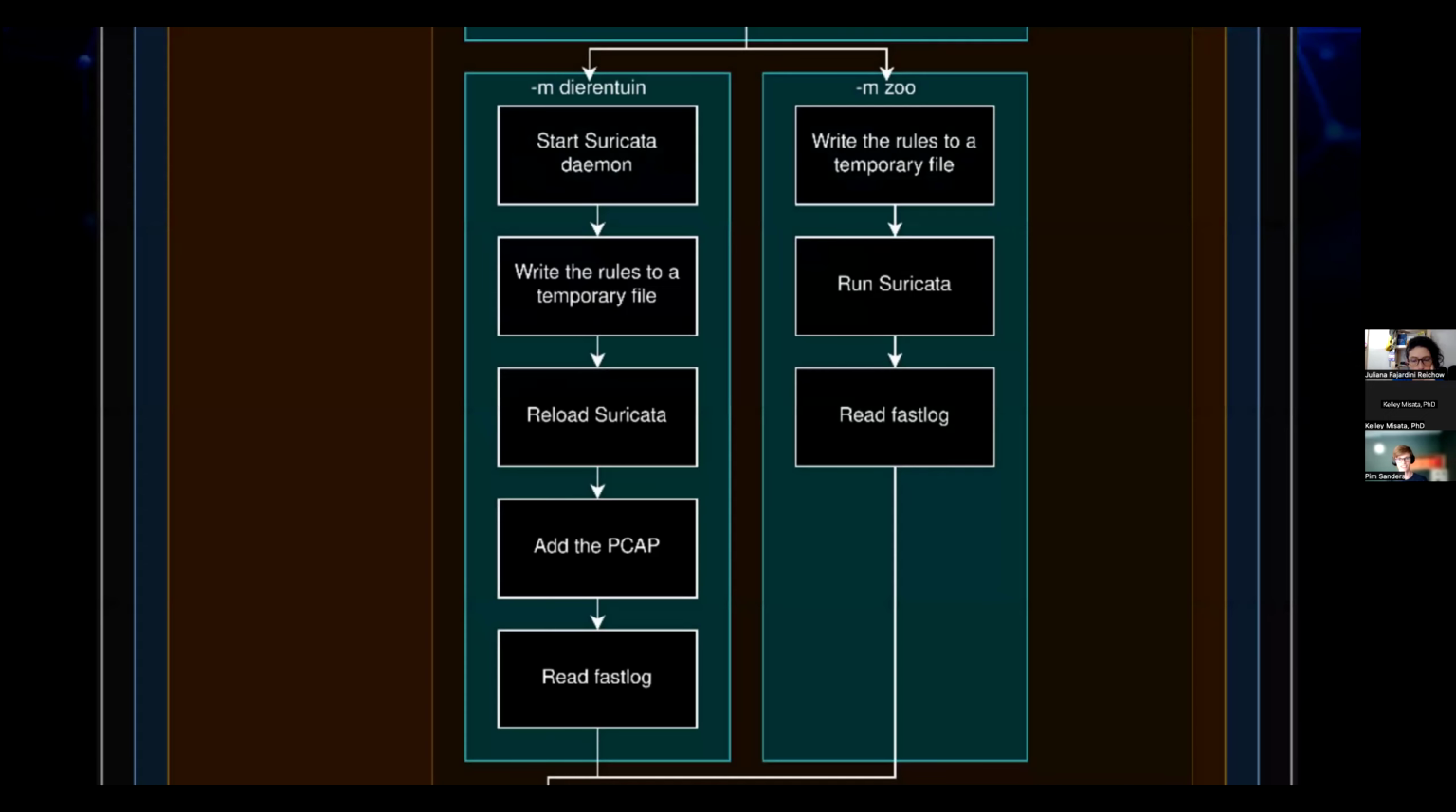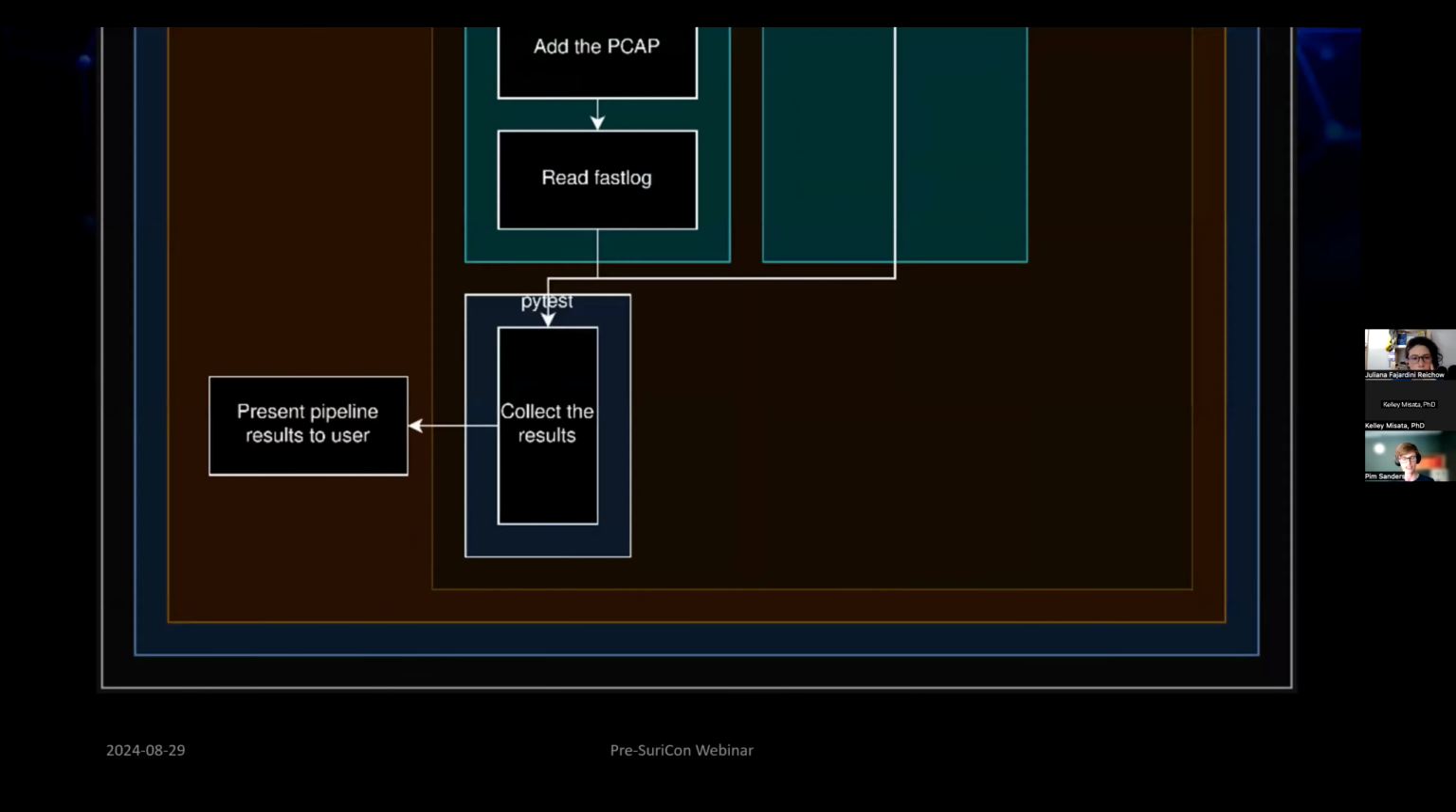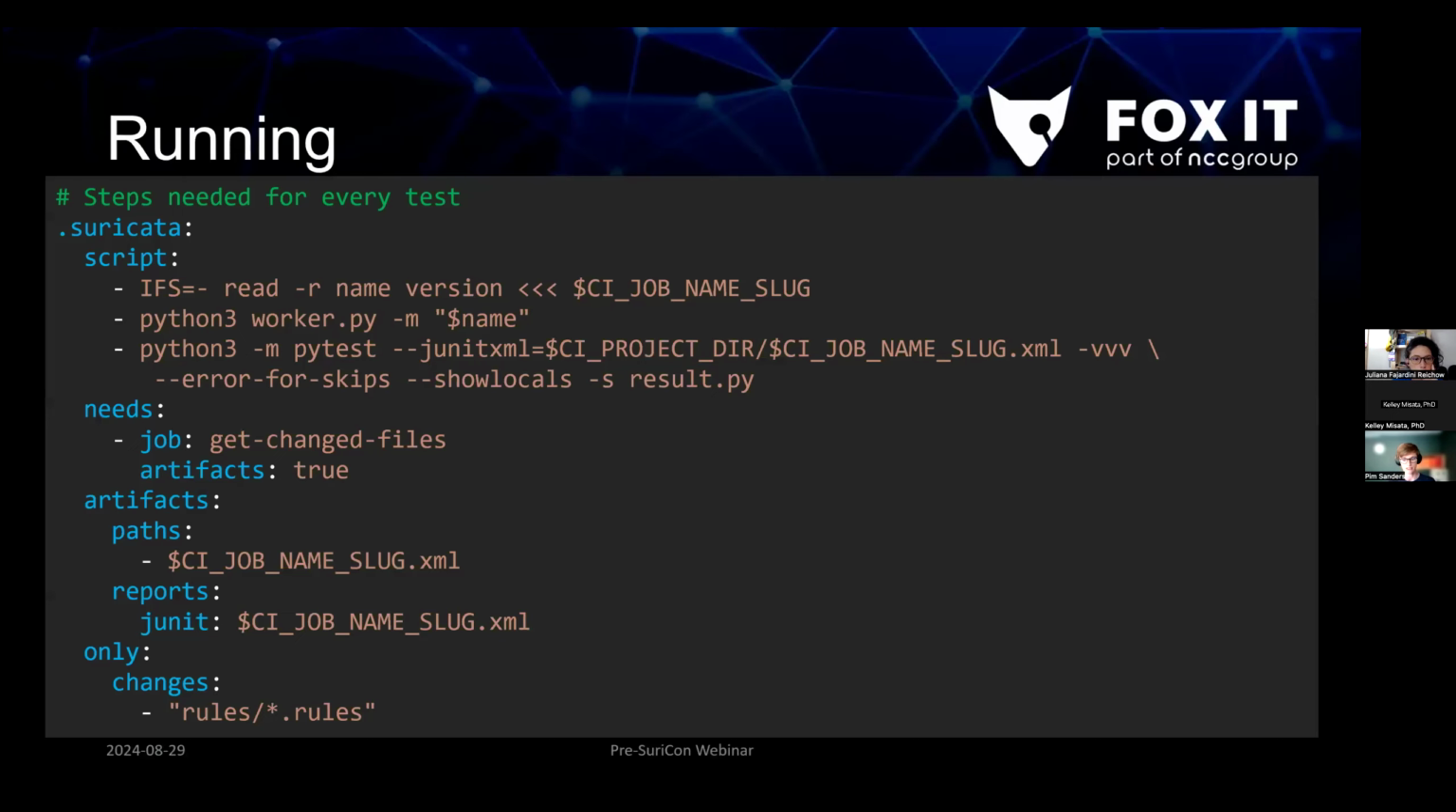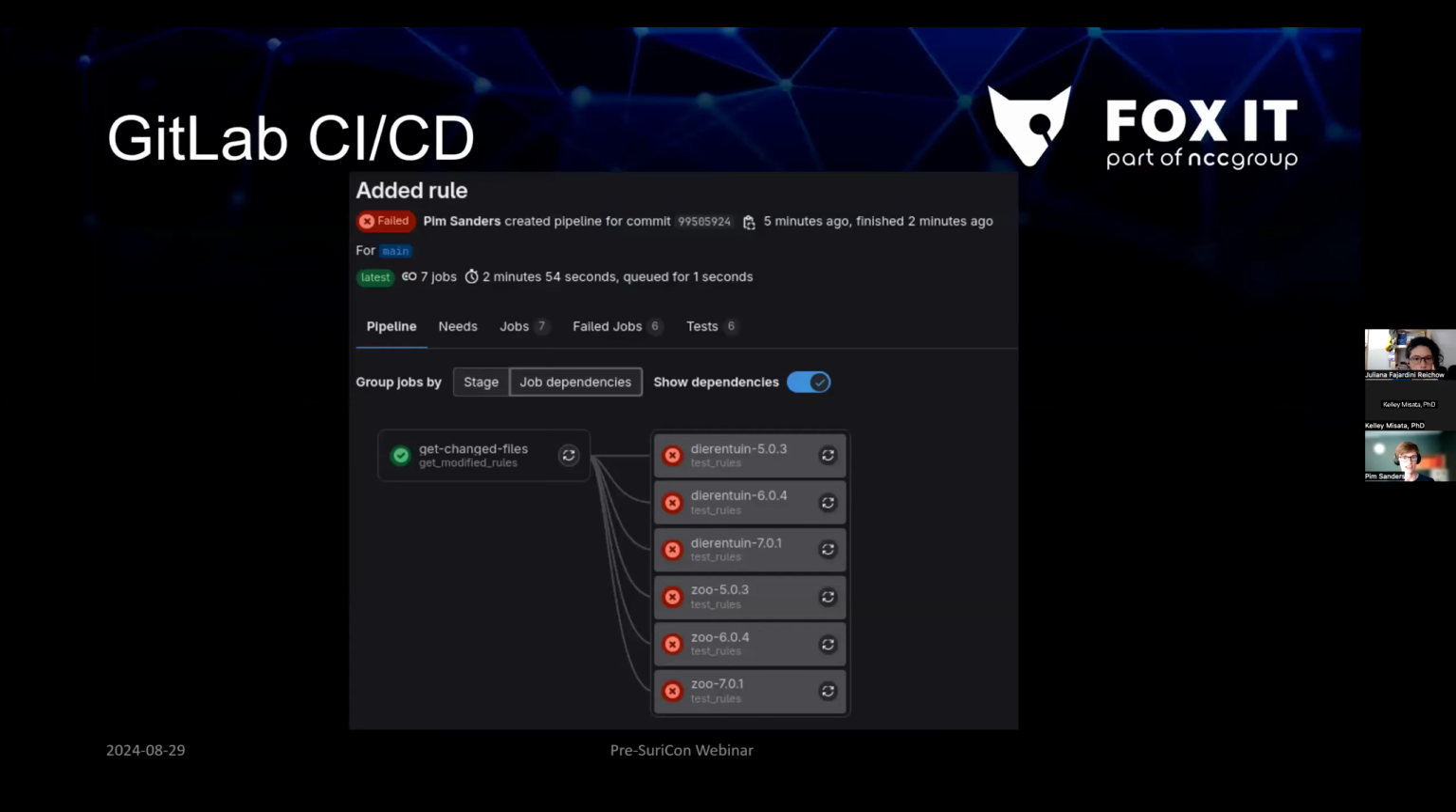Is that the Dierentuin and Zoo have finished their run? PyTest has collected the result, and it will present the pipeline result to the user. So PyTest collects the result, and GitLab CI has this nice pipeline status view, which will say, hey, this rule has failed on all versions of Dierentuin and Zoo.